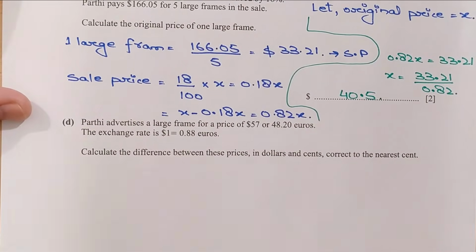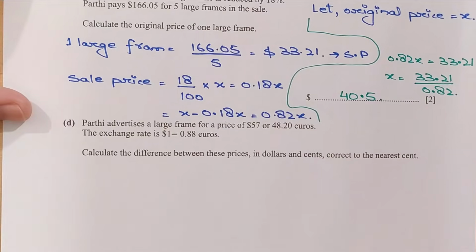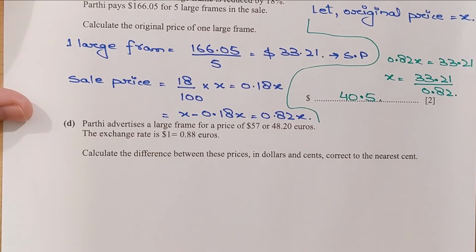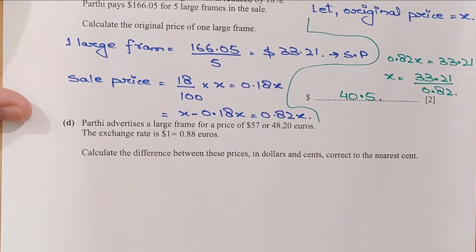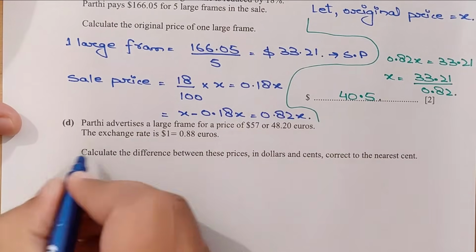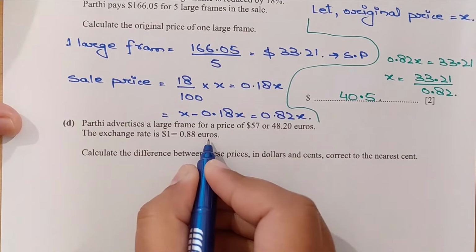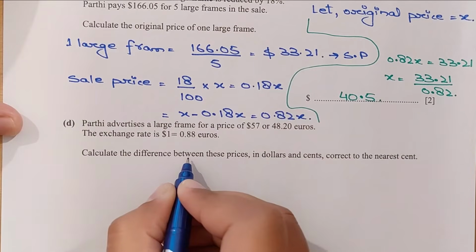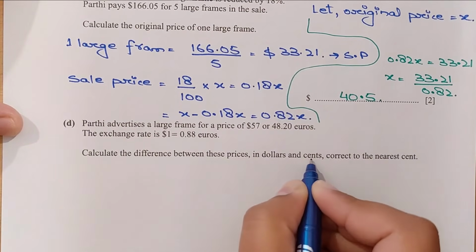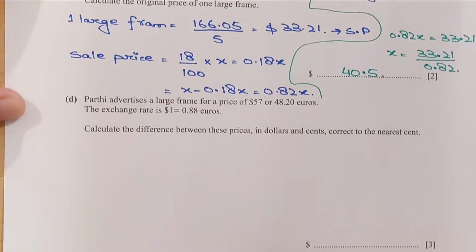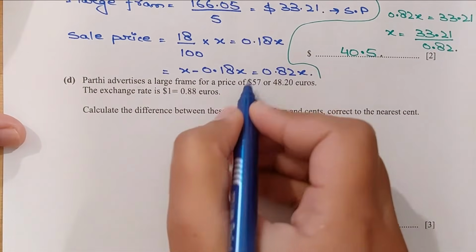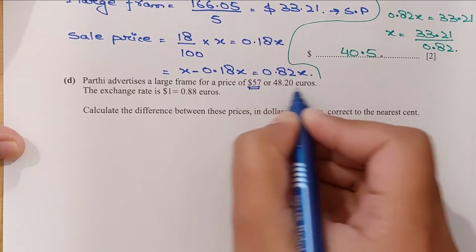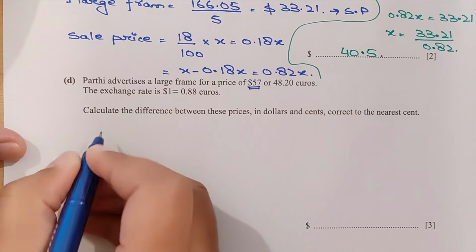Now for part D, Prathi advertises a large frame for a price of $57 or 48.20 euros. The exchange rate is $1 equals 0.88 euros. Calculate the difference between these prices in dollars and cents, correct to the nearest cent. So we need the answer in dollars, right? This is in dollars. We need to convert the euros into dollars. We have the exchange rate.